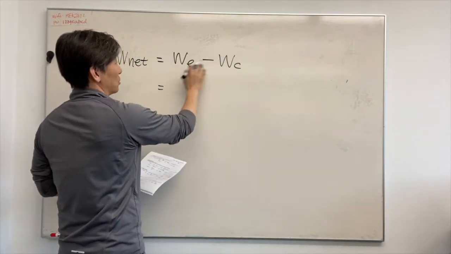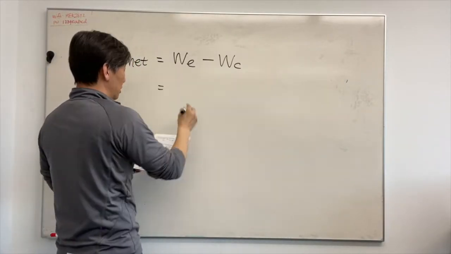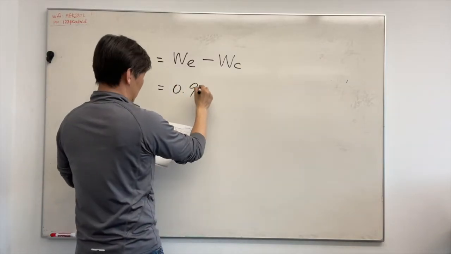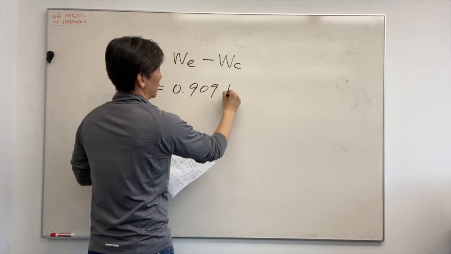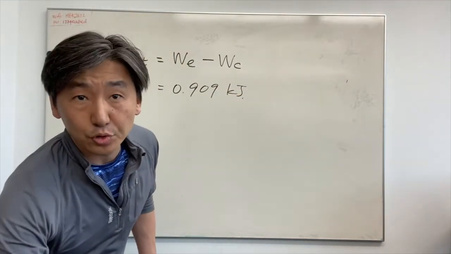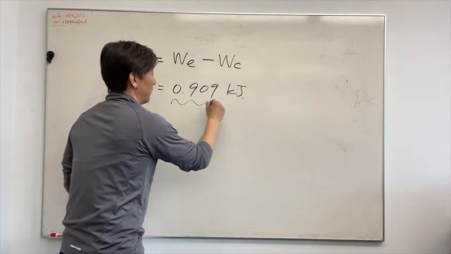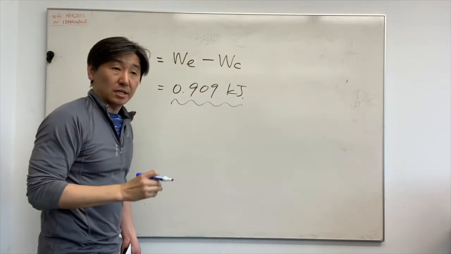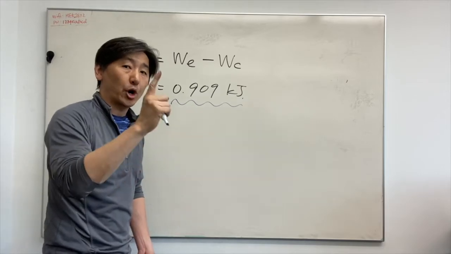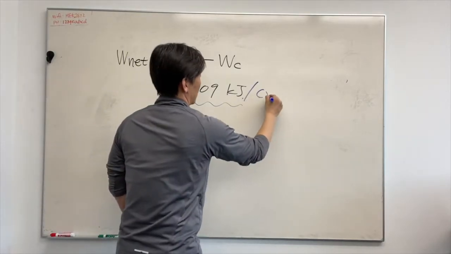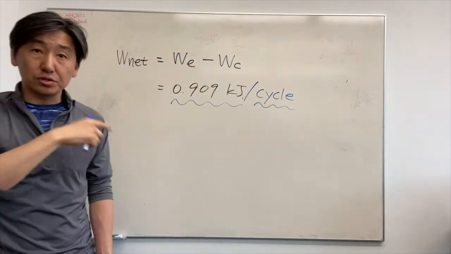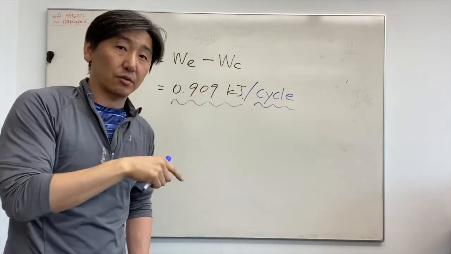And by putting those numbers into this equation, for the specific engine, we have 0.909 kilojoules. But what you have to remember is that this value is the amount of work that is produced by this engine per cycle. Now I'm going to use this when we calculate the power.